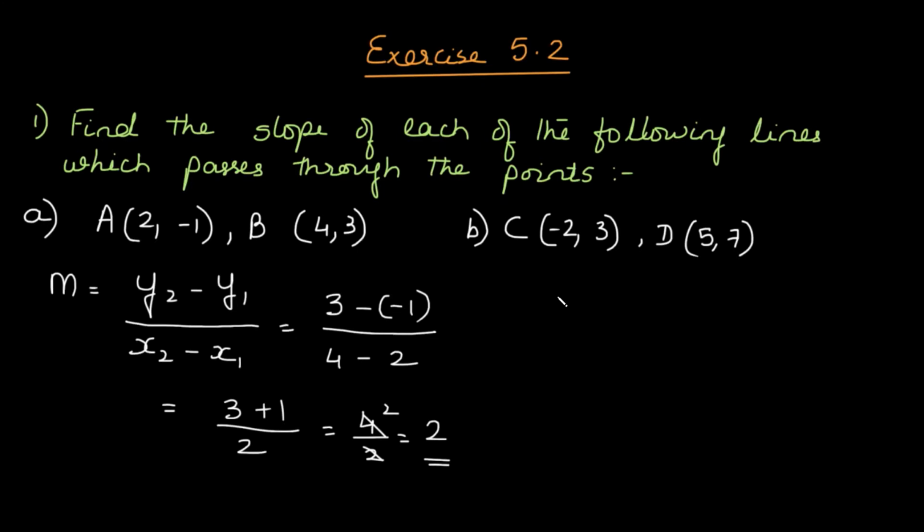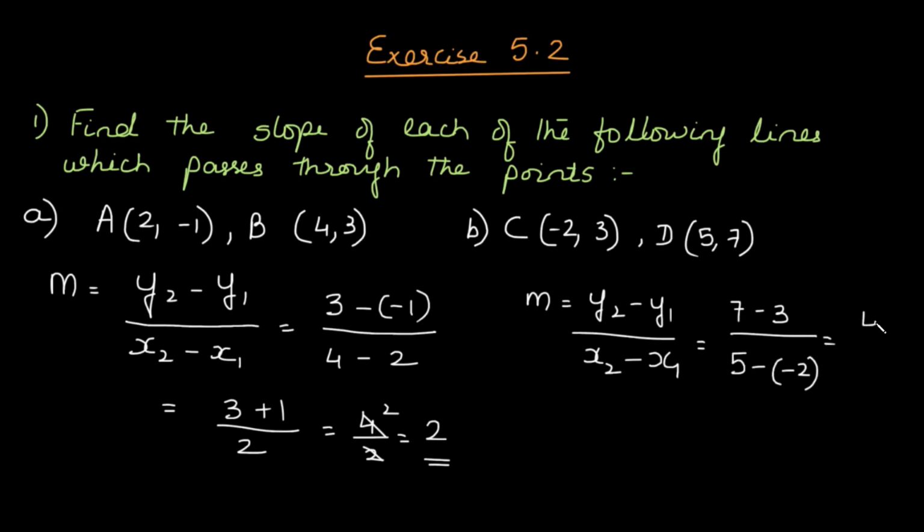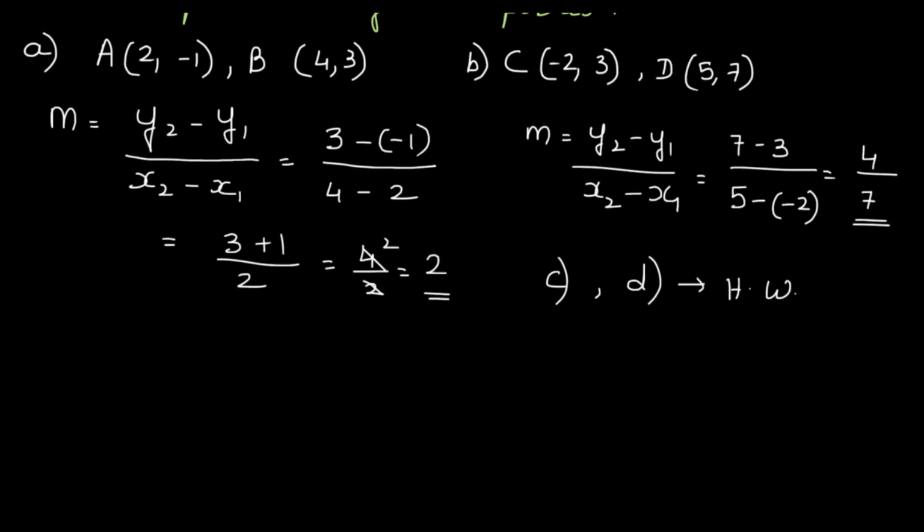Same way, let me help you with the next sum also. In this case, what is the slope? Using the same formula, y2 minus y1 upon x2 minus x1. We are going to get 7 minus 3 upon 5 minus minus 2, which is 4 upon 7. So this becomes the slope. Now there are two more questions of this type given, sum number C and D. This you can practice as homework or finish it off right now, and then go on to the next sum which I am going to solve with you.